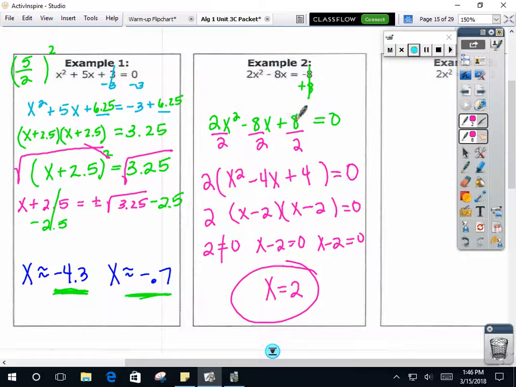Where did this 8 come from? It was on this side and I added it over to this side. Remember, if you add 8 on one side, you have to add 8 on the other. You have to balance the equation.